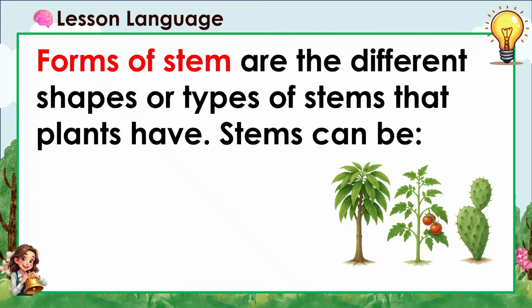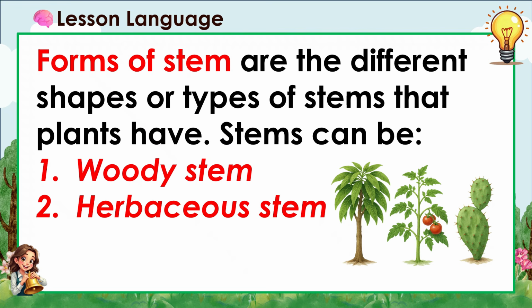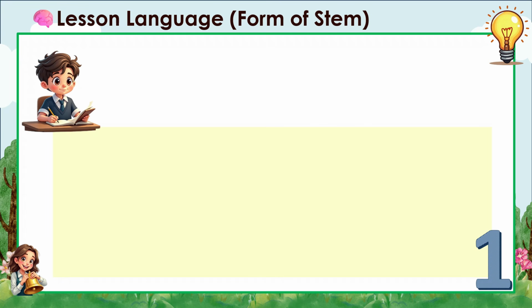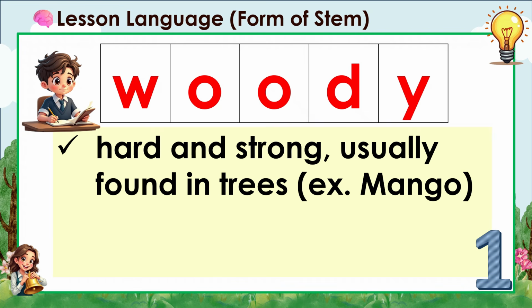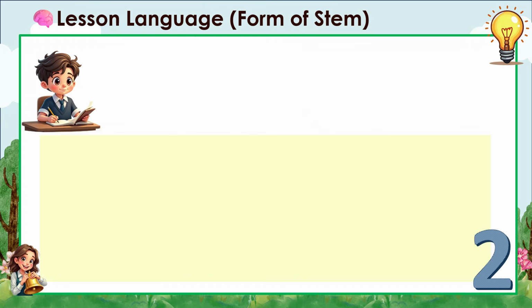For the stem, forms of stem are the different shapes or types of stems that plants have. Stems can be 1. Woody stem. 2. Herbaceous stem. 3. Modified stem. First form of stem is woody. Woody. W-O-O-D-Y. Woody. It is hard and strong, usually found in trees. Example is a mango tree. Role: it gives support so the plant can grow tall.